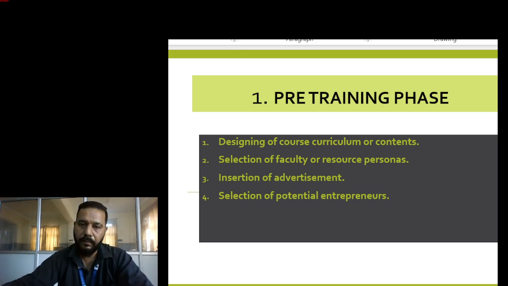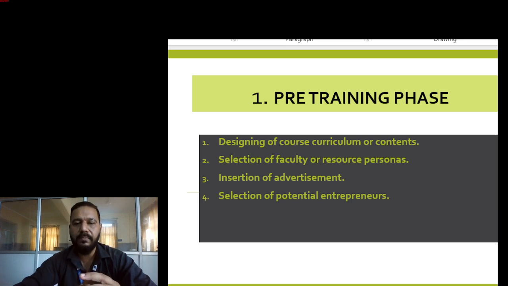Second point is selection of faculty or resource persona. Means there are two basic, important parts of EDP. First is the trainee and the second is the trainer. So here we see who is going to be the trainer of the EDP, who is going to be the trainer of the program.